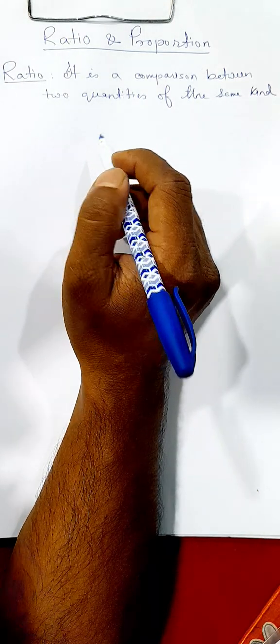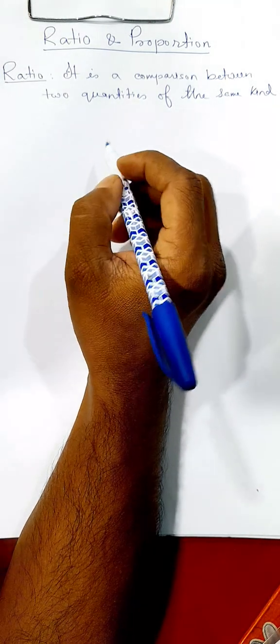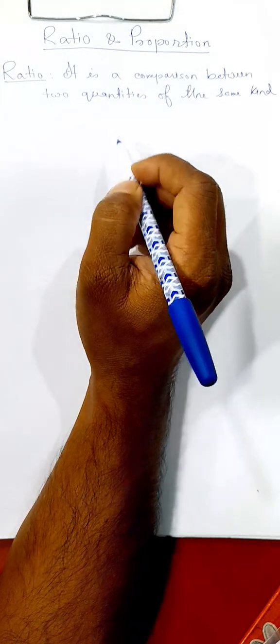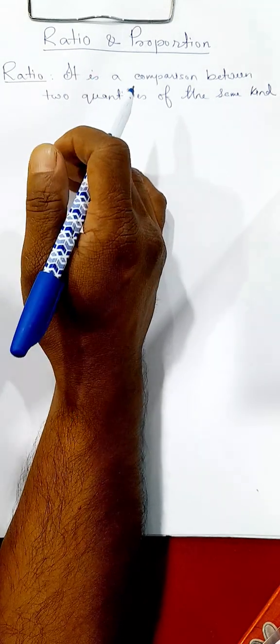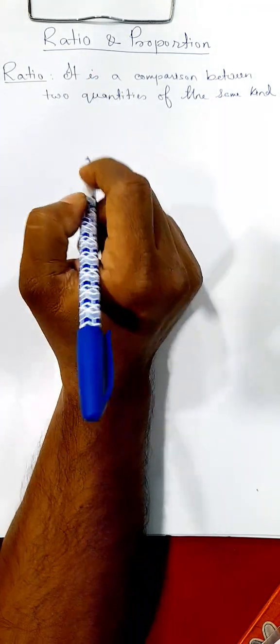This is ratio and proportion. Now what is ratio? It's a comparison between two quantities of the same kind. Two quantities of the same kind.